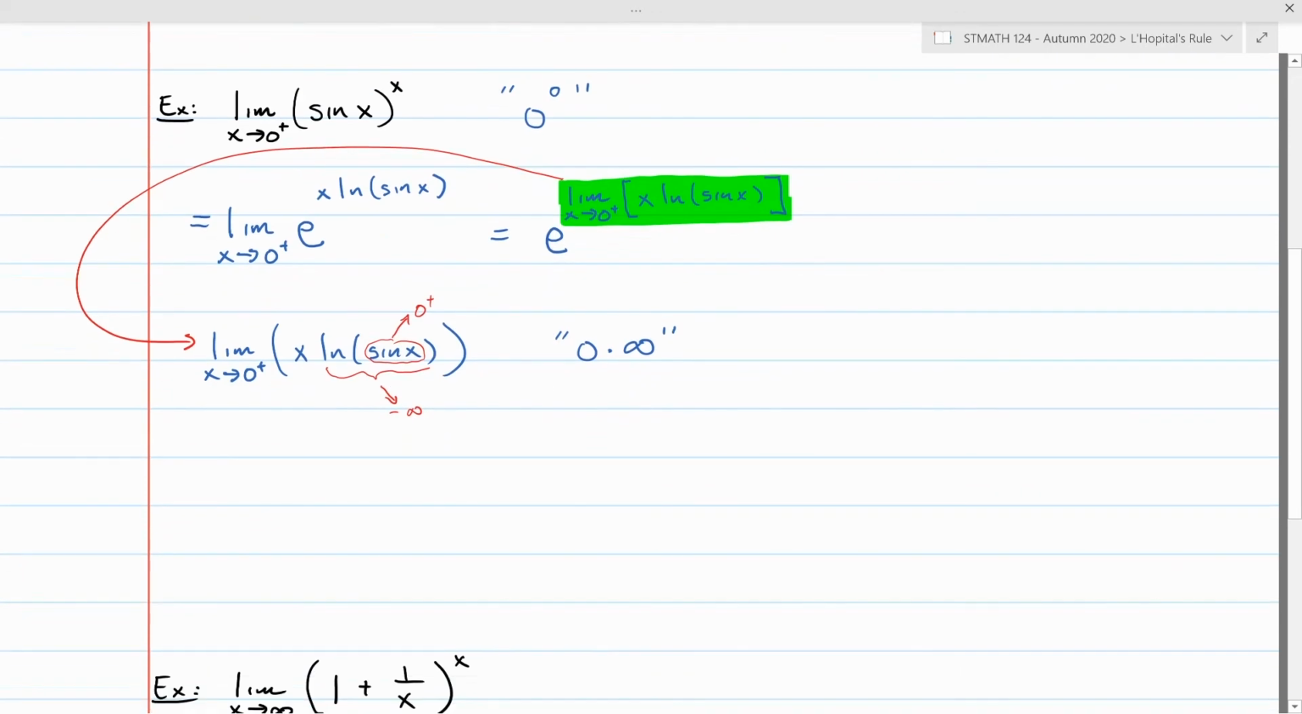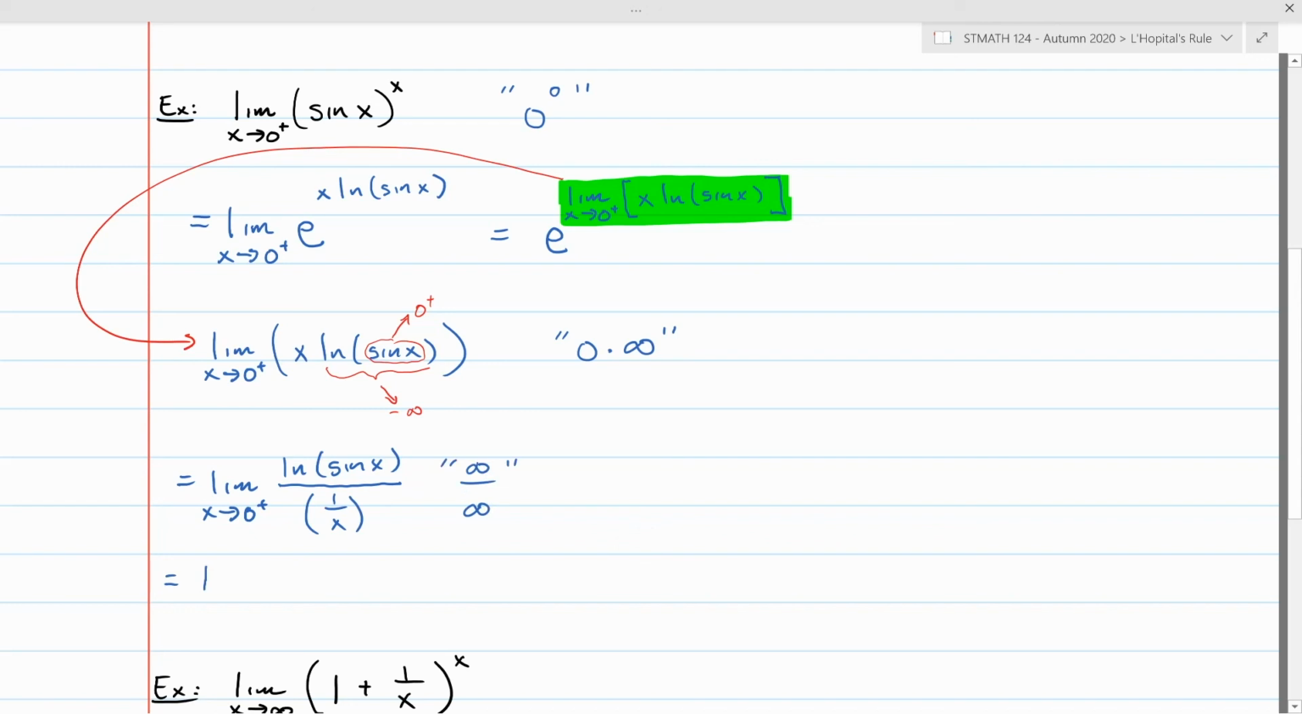The strategy was to take the simpler factor, reciprocate it, and put it in the denominator, and then use L'Hopital's rule. So that's what we're going to do here. So we're going to get limit as x goes to 0 on the right, and we've got natural log of sine of x we're going to leave in the numerator, and then we'll have 1 over x in the denominator. And so now we will do L'Hopital's rule, because this is an infinity over infinity form.